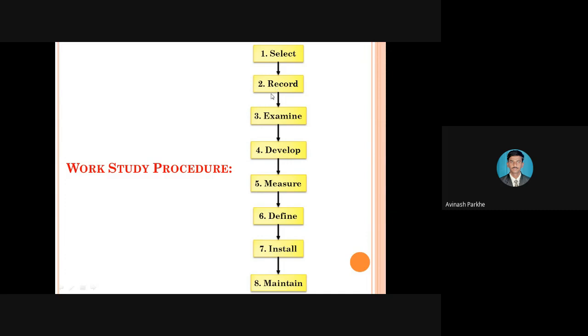If I follow these 8 steps in the form of method study and work measurement, automatically your output can be increased. And if the output increases, since output is directly proportional to the productivity, the productivity also increases. So these are the steps which we have to follow in the concept of work study.